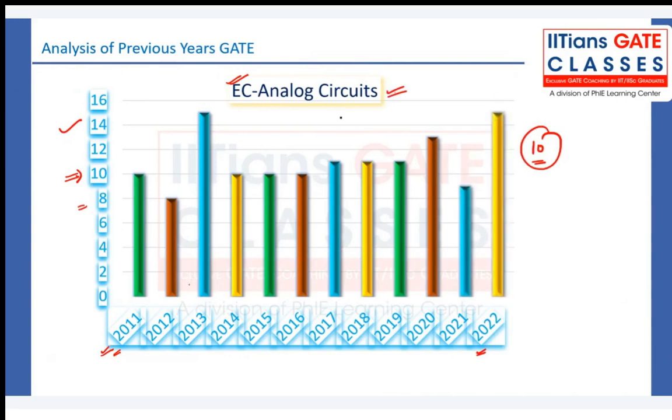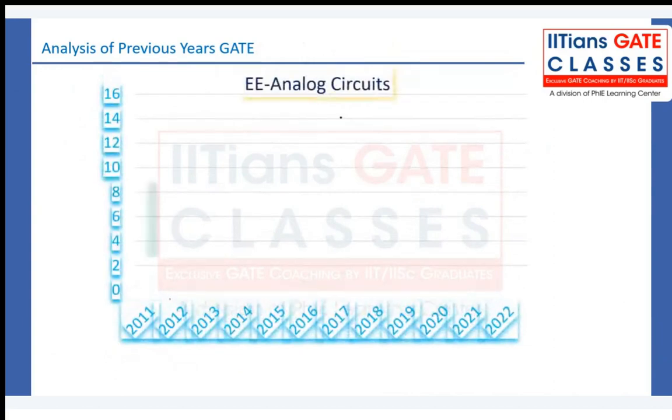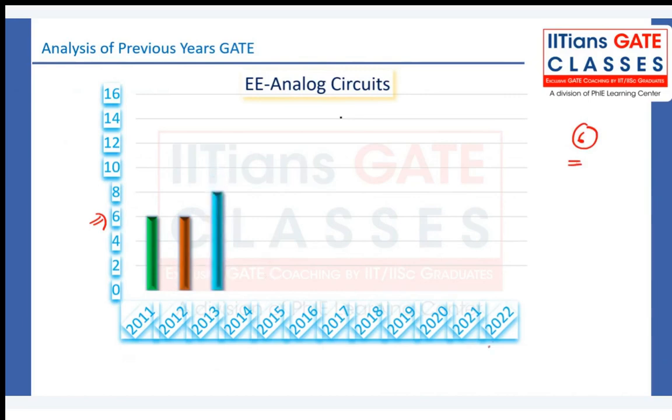If I go to electrical engineering, this subject is not asked for many marks, but in 2011, if you see, it was asked for only 6 marks. If you compare the weightage for electronics and electrical, you will find very few marks for electrical. But 6 marks also make a huge difference in your rank. Nowadays, in 2020-22, they started asking for more marks.